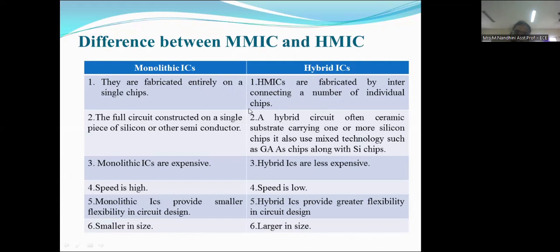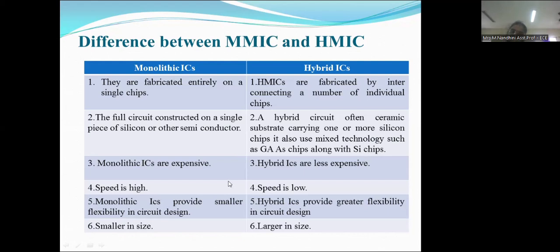In monolithic ICs the full circuit is constructed on a single piece of semiconductor, which may be silicon or germanium. The hybrid circuit often uses a ceramic substrate. It carries one or more silicon chips. It also uses mixed technology such as GaAs chips along with the Si chips.